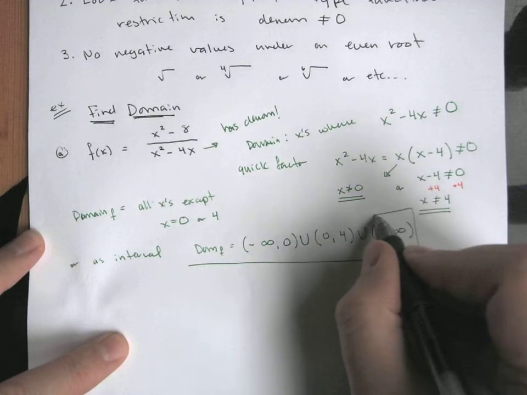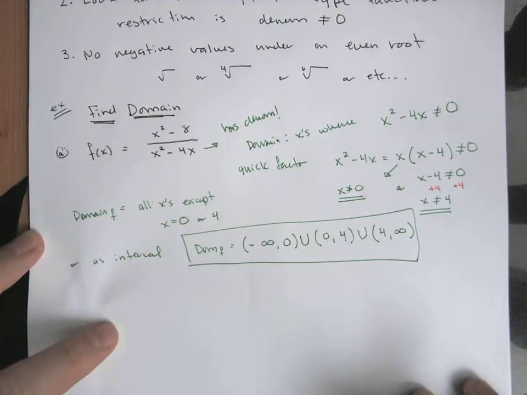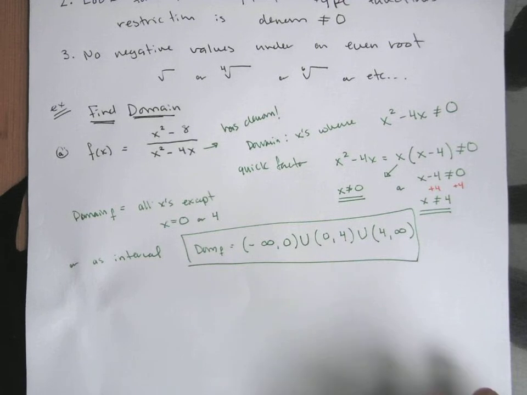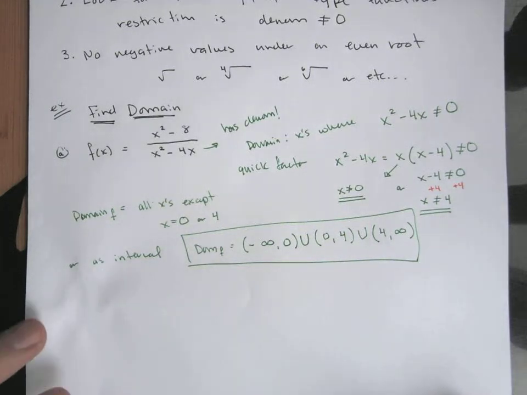The homework, I believe, is looking for answers that are in that form, this interval form. On tests or quizzes, I'm fine if you notate it slightly less formally as just x can't be 0, x can't be 4. That works, that's fine. Totally up to you.